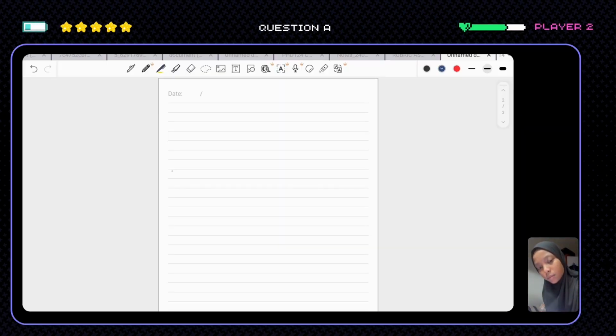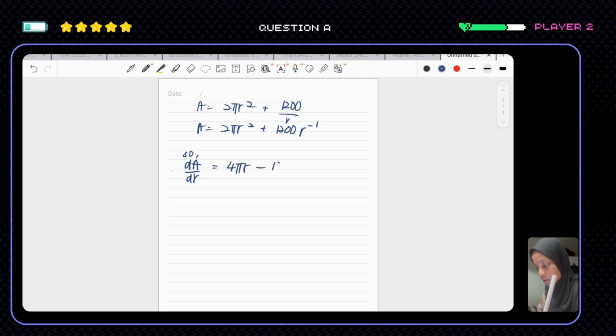So we know that the area is 2πr² plus 1200 over r, which can be written as 2πr² plus 1200r⁻¹. Next, we need to find the derivative of the area. So dA/dr equals 4πr minus 1200r⁻², which can also be written as 4πr minus 1200 over r².